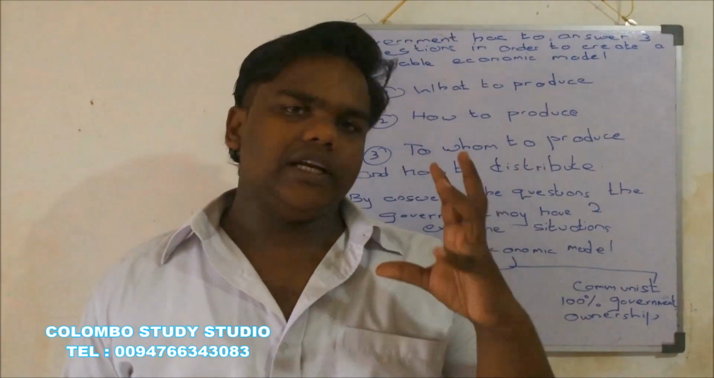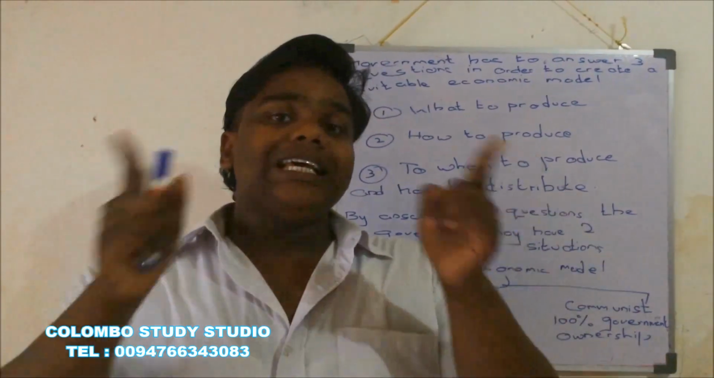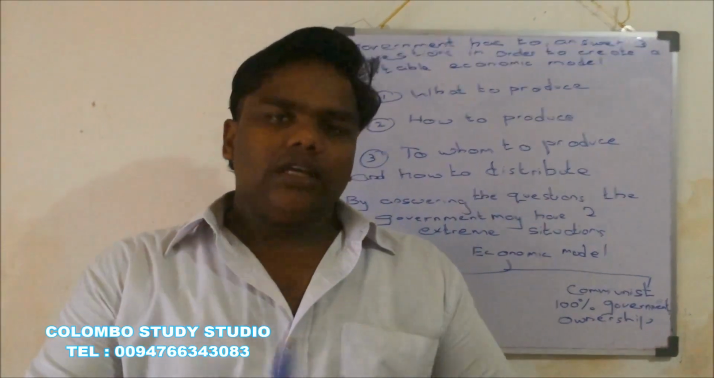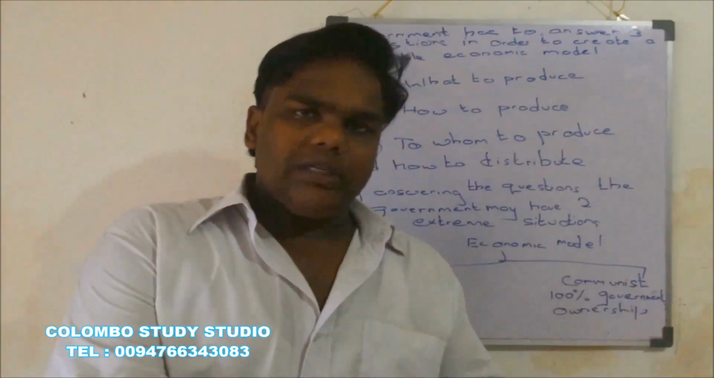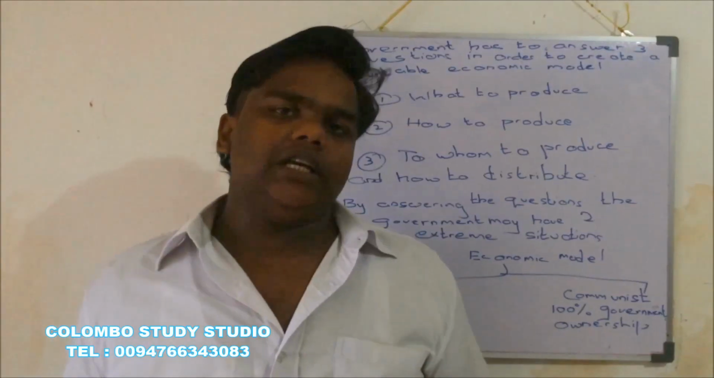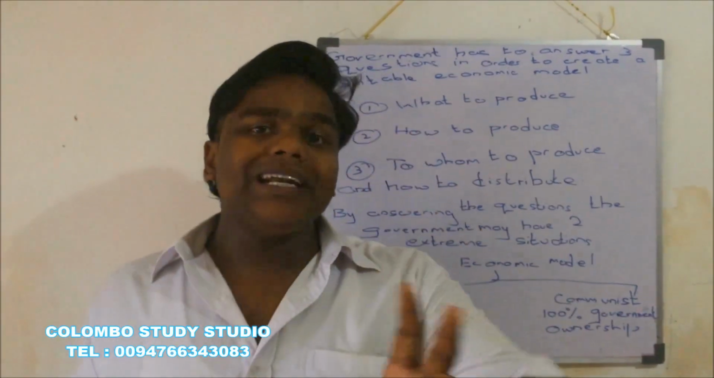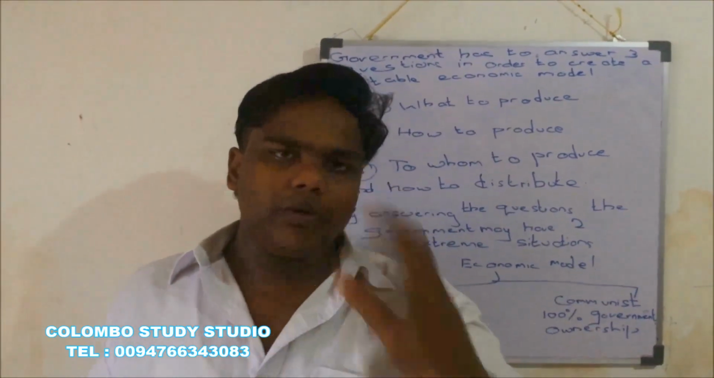They get together and create a system. What's that system referred to as? That system is referred to as an economy, and that economy is handed over to the government. Now, once the economy is handed over to the government, it's the government's responsibility to create a suitable economic model to manage the basic economic problem.